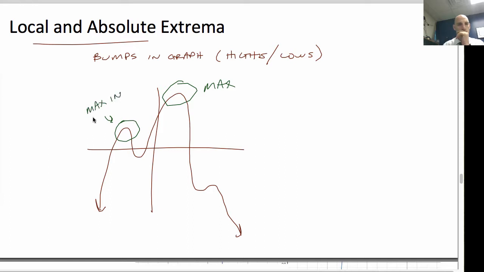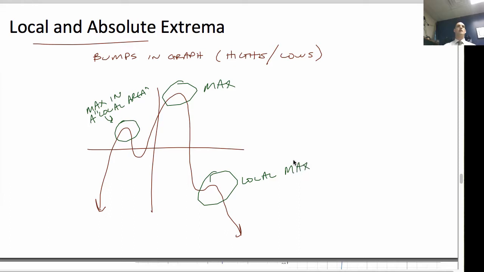So this is the max in a local area, right? I'm going to put in quotes, a local area, meaning it's a max, but it's not the absolute max. It's like you didn't climb Mount Everest, which is the absolute max. You climbed some other really tall mountain that was local in that area. And down here, here's another one. This is a local max.